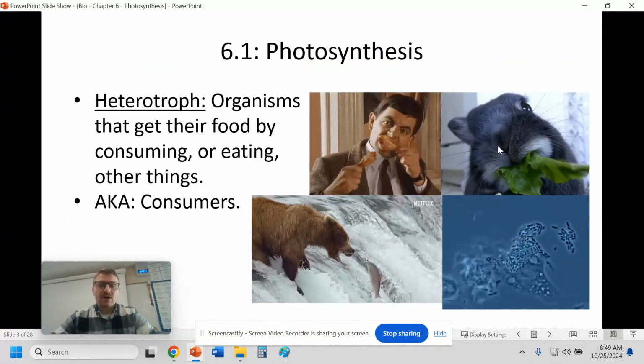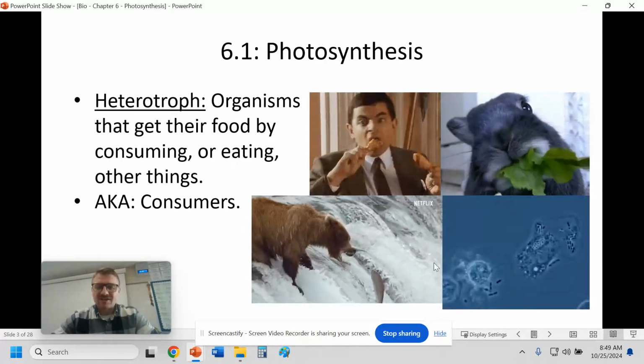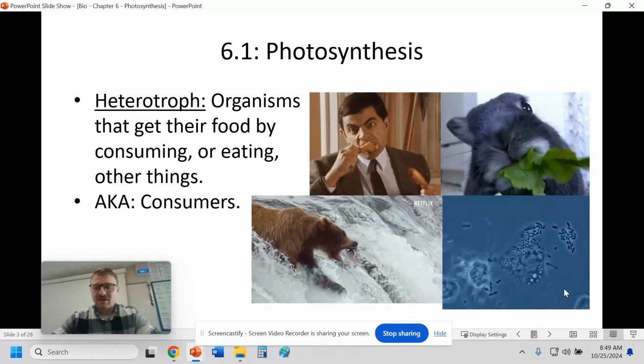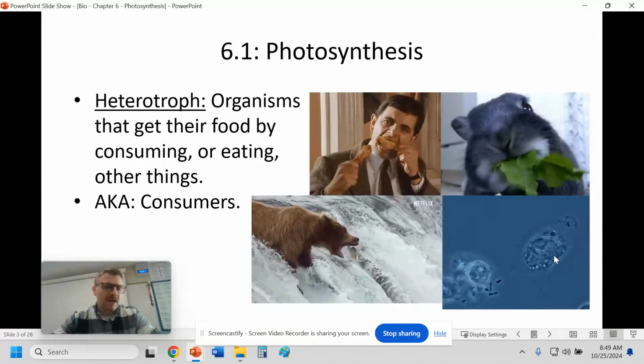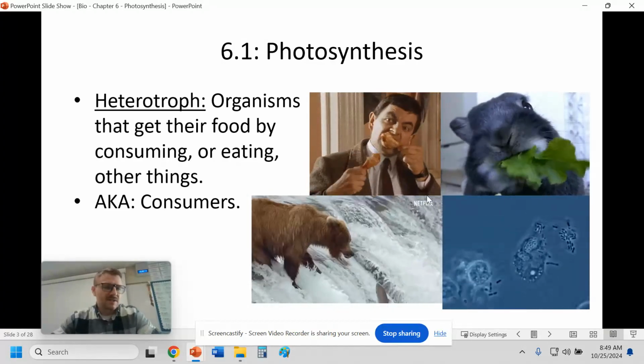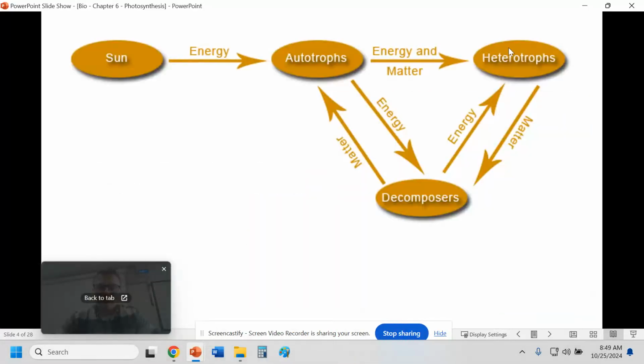We aren't autotrophs. We are heterotrophs. We eat other things for food. You can see, these are all examples of heterotrophs. Even bacteria are heterotrophs. They eat other things. Some bacteria can be photosynthetic, but we're just talking about organisms that eat other things for nourishment. These are also known as consumers.